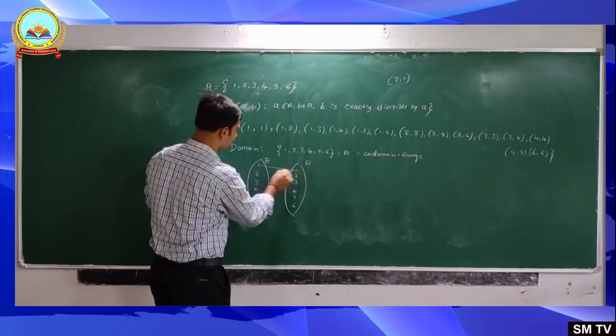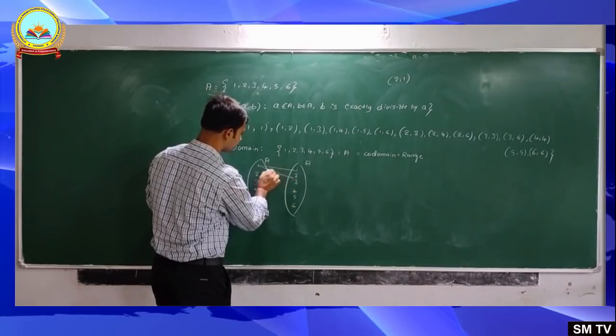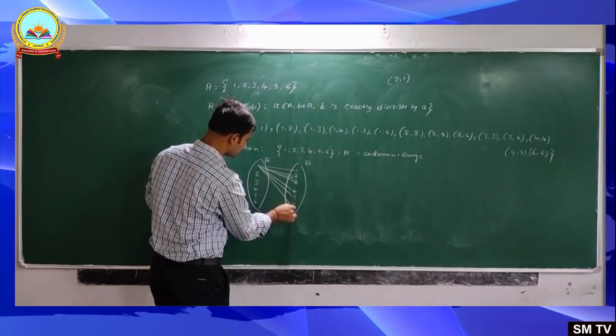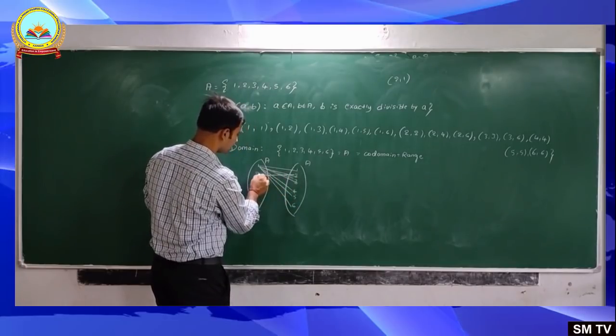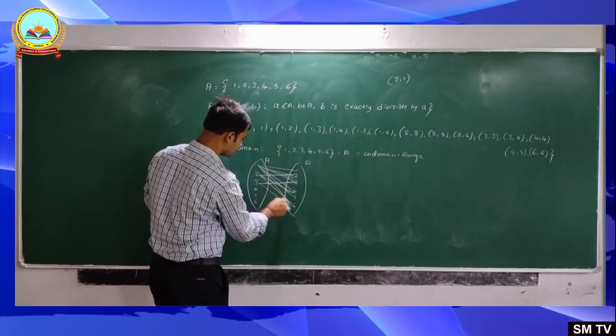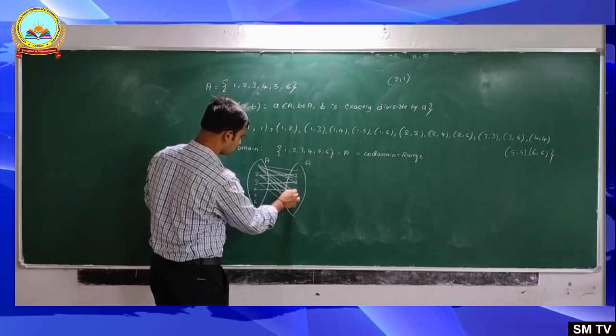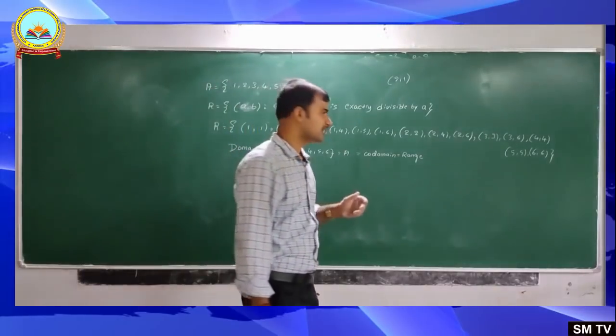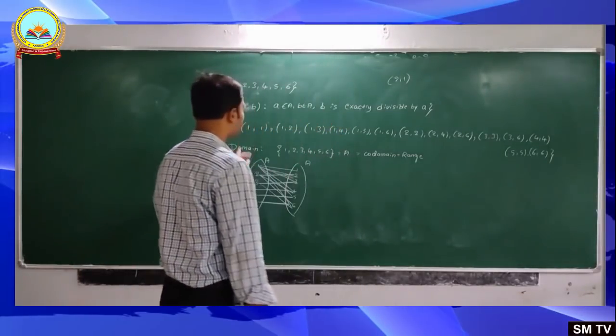From 1, 2, 3, 4, 5, 6. From 2 it is 2 to 2, 2 to 4, 2 to 6. From 3, 3 to 3, 3 to 6. From 4, 4 to 4. From 5, 5 to 5. From 6, 6 to 6. This is the arrow diagram representation of this particular problem.